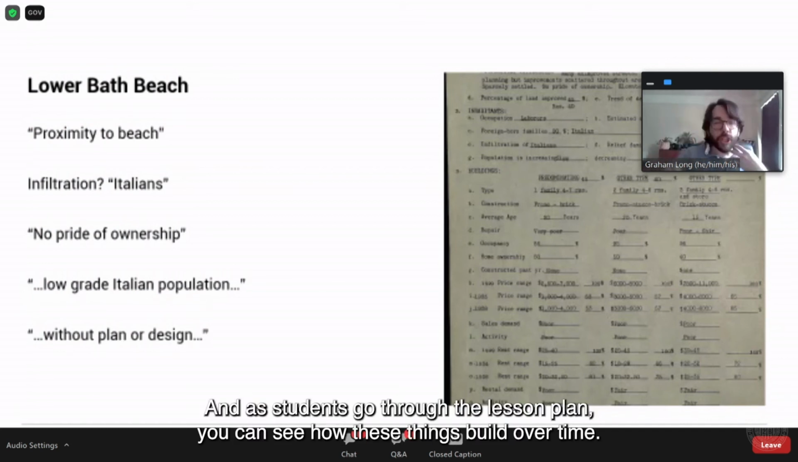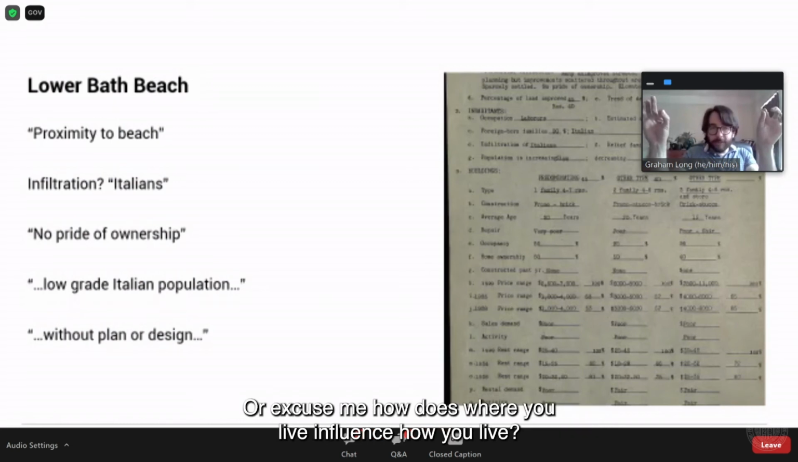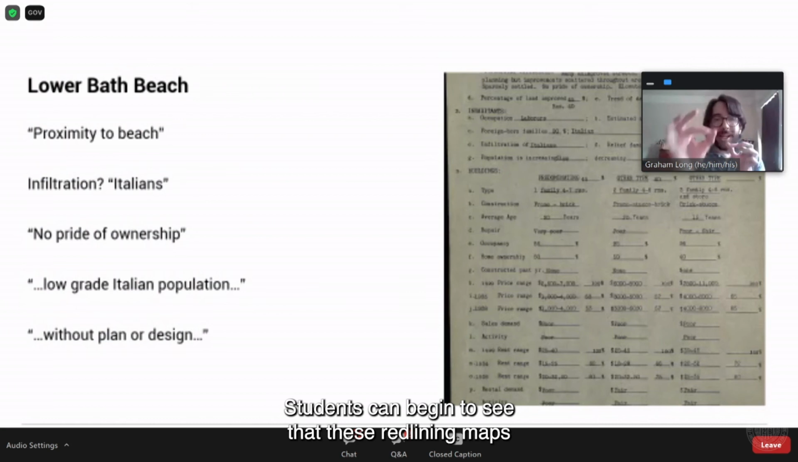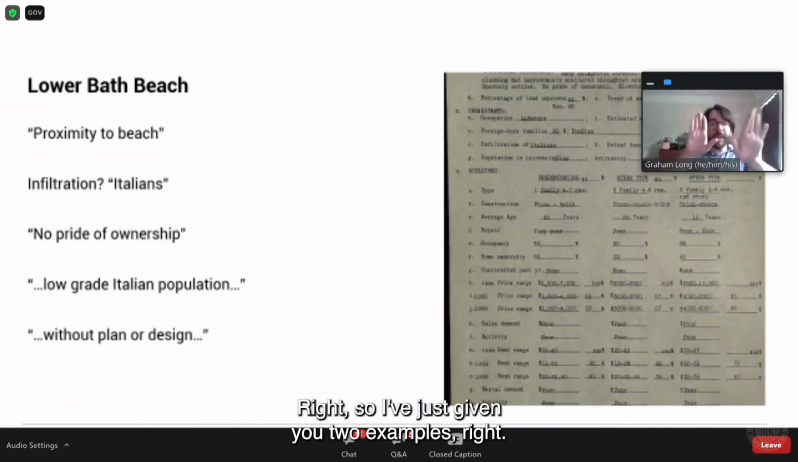And as students go through the lesson plan, you can see how these things build over time. And don't forget that compelling question: how does where you live influence how you live? Students can begin to see that with these redlining maps, where investment flowed, other things follow, right? So I've just given you two examples.